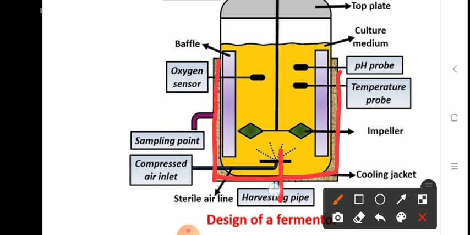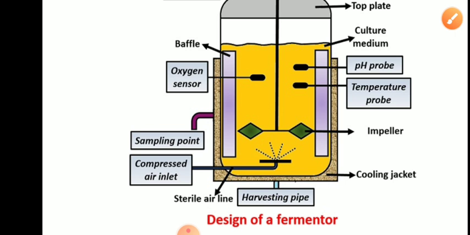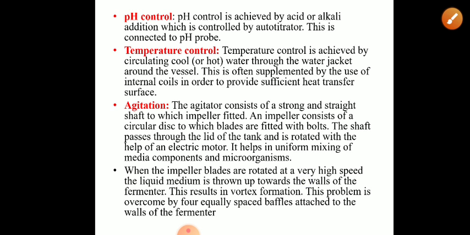if the temperature rises. And at the bottom there is a harvest pipe or a harvest line from which, once the fermentation is over, the whole fermented broth needs to be harvested or taken out of the tank, which is collected from the outlet pipe or harvesting line. So this is the basic design of a fermenter.